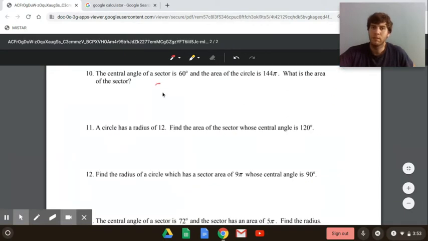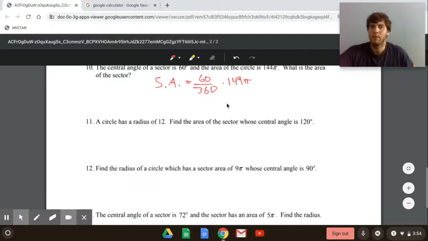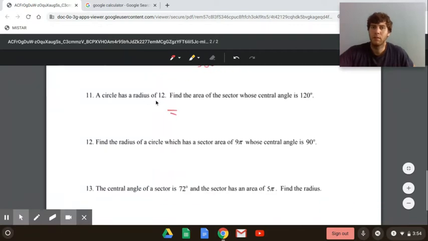All right. So you have sector area. You have 60 out of 360. I'm sorry, this is number 10. Right? And then your area is 144 pi. Right? Here you would have, right, your central angle is 120. So again, 120 out of 360. And then your radius, so pi times 12 squared, right? That'll be your sector area.